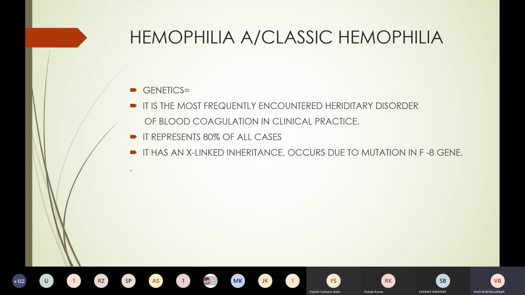Genetics. It is the most frequently encountered hereditary disorder of blood coagulation in clinical practice. It represents 80% of all the coagulation disorder cases seen in the world. It has an X-linked recessive inheritance and it occurs due to mutation in the F8 gene.